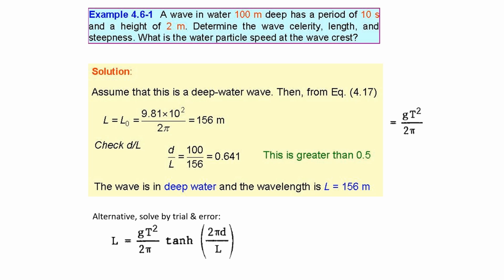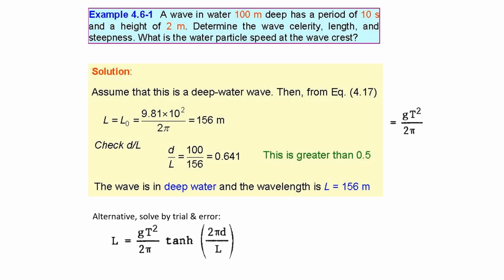Alright, we want to determine the wave celerity and also the wave length. They are closely related because c equals L over T and T is a constant, T equals 10 seconds here. So in the solution, first and foremost, we do not know whether this is deep water, shallow water, or transitional water, but we can make an assumption.